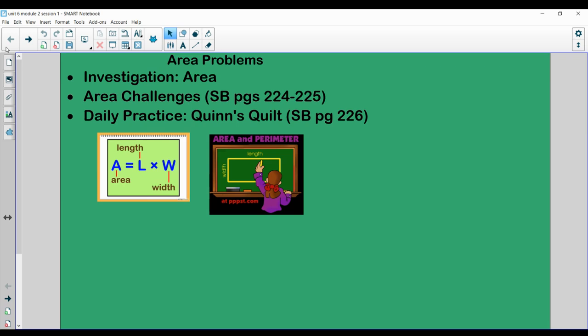Today we're going to be working on area and perimeter problems. In particular, you will use your student book pages 224 through 226 for this problem.